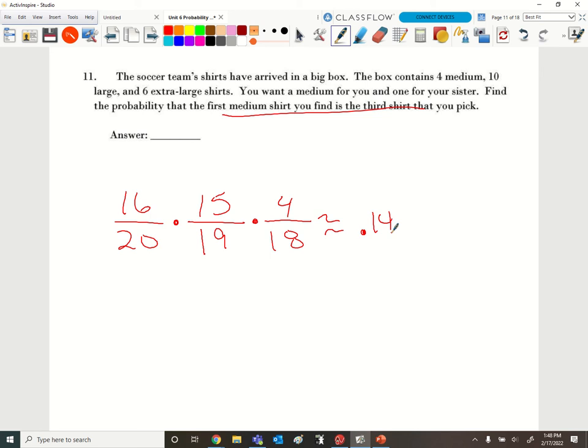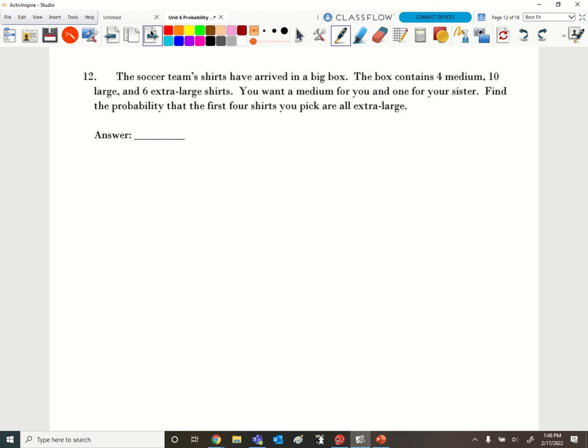Alrighty. This next one. Ooh, put my shirts back. Put the shirts back in the box. There we go. Shirts are now back in the box. For those people following along at home, I have a pile of papers I'm pretending are shirts. So the soccer team, again, same problem, but this time, probability that the first 4 shirts you pick are all extra large. How many total are in the box? 20. There's 20 in the box, right?